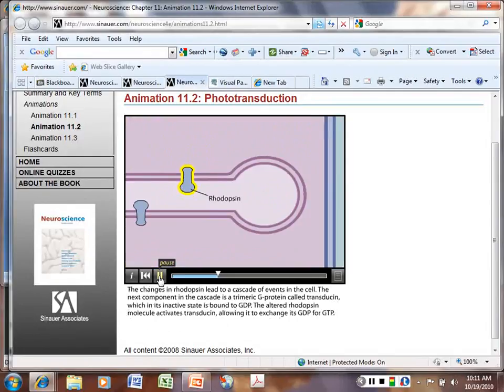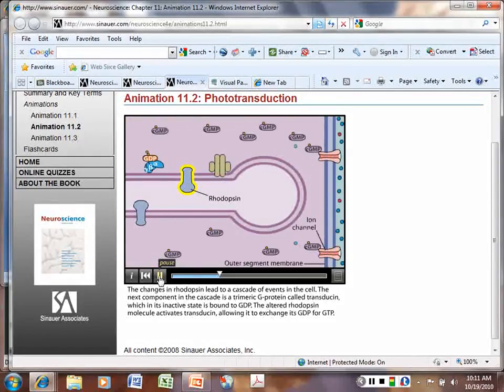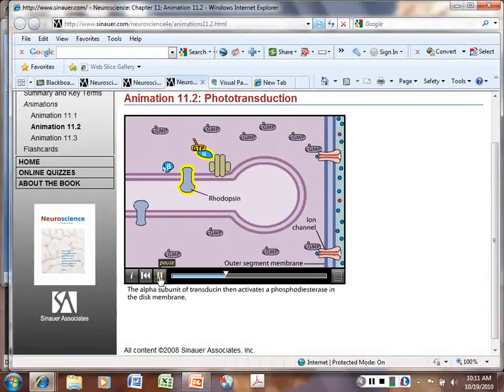The next component of the cascade is a trimeric G protein called transducin, which in its inactive state is bound to GDP. The altered rhodopsin molecule activates transducin, allowing it to exchange its GDP for GTP. The alpha subunit of transducin then activates a phosphodiesterase in the disc membrane. Phosphodiesterase hydrolyzes cyclic GMP, thus lowering the concentration of cyclic GMP throughout the outer segment.